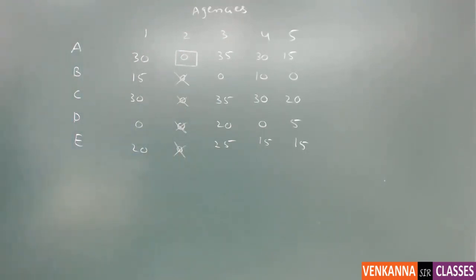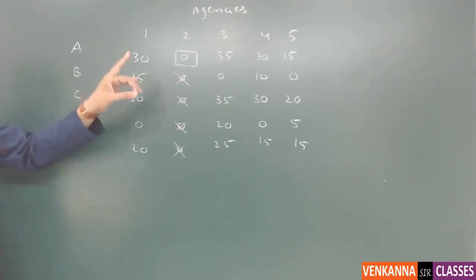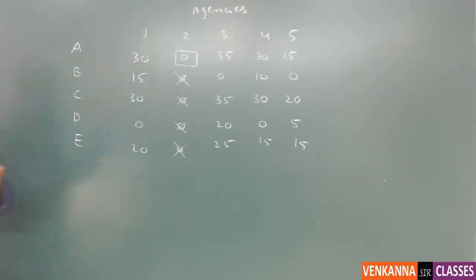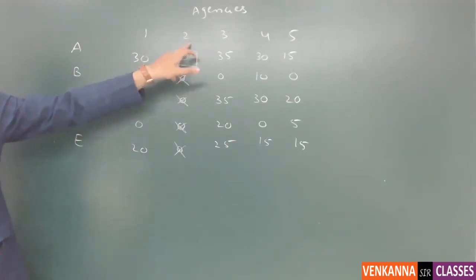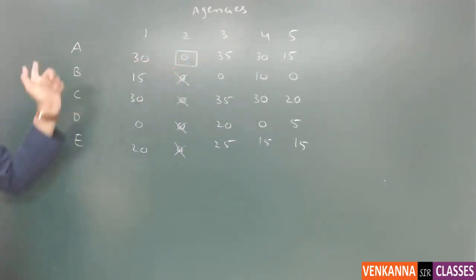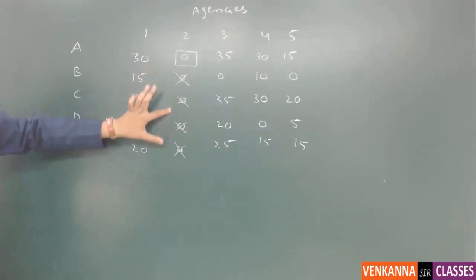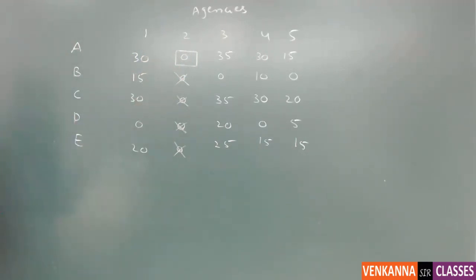Why are we crossing? Because our requirement is one person, one job, one place, one agency. So there should not be any allocation in that situation, because agency 2 is already allocated. So it will not be allocated to any other place. So the corresponding values are crossed here. Is that clear? Yes or no?